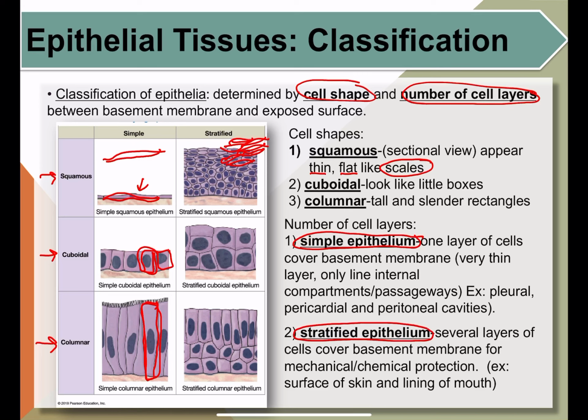Because simple epithelium is made up of only 1 cell layer, it is usually very thin and usually functions to line internal compartments or passageways where a lot of things need to go through and diffuse through. For example, the serous membranes we learned about in chapter 1, and also those that line the respiratory passageway, your respiratory air sacs like your alveoli. They're usually very thin because they need efficient gas exchange between your lungs and the blood vessels. So that's why those would usually have simple epithelium.